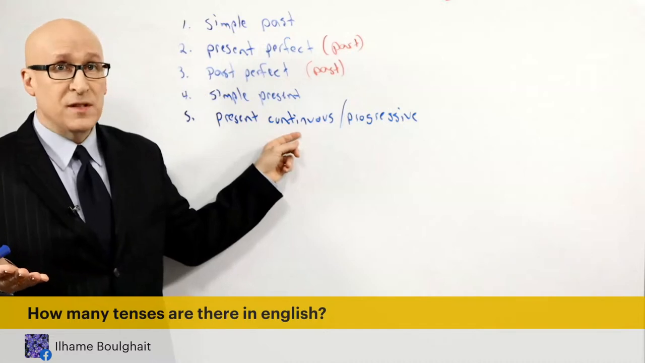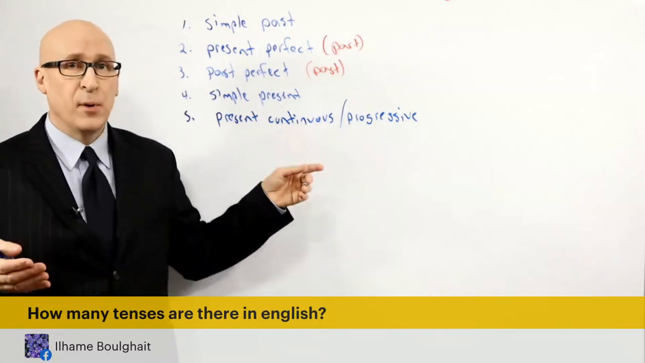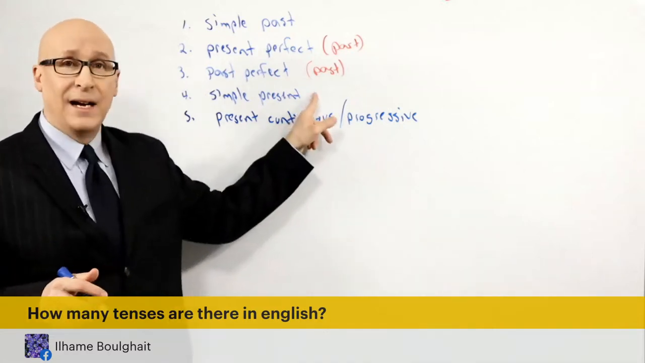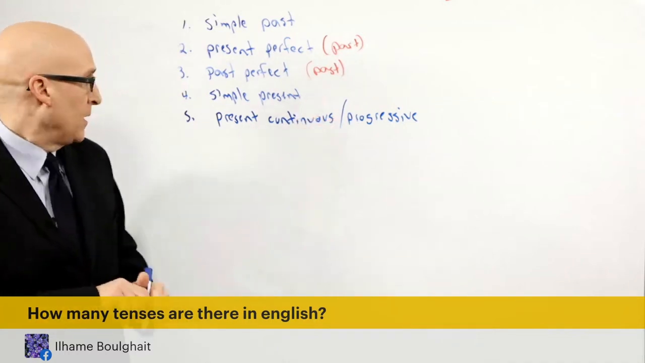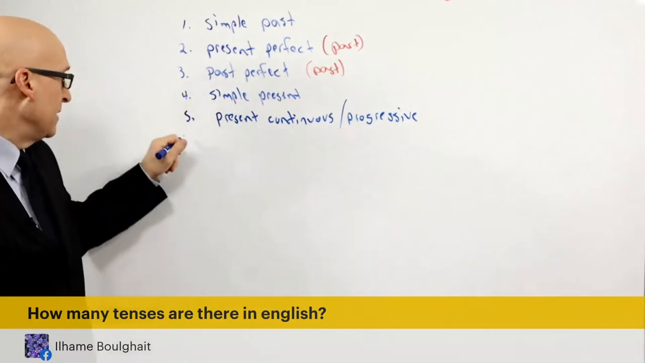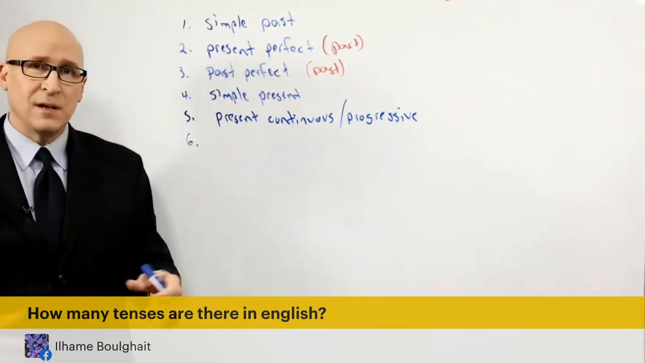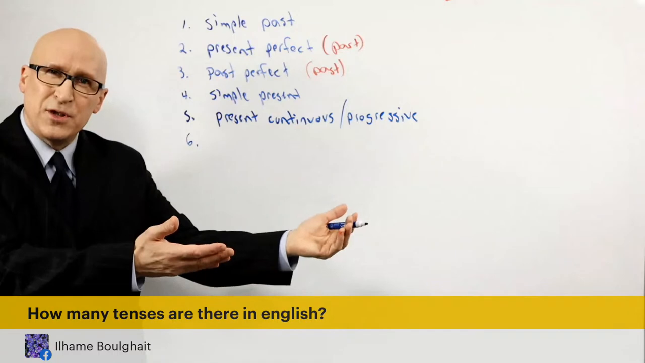I've lived in Canada most of my life. It's not really temporary. It's kind of permanent. Instead, I will say, I live in Canada. It's my habit. It's a general fact. So we have present continuous, progressive.